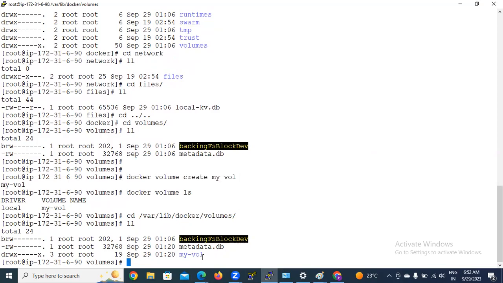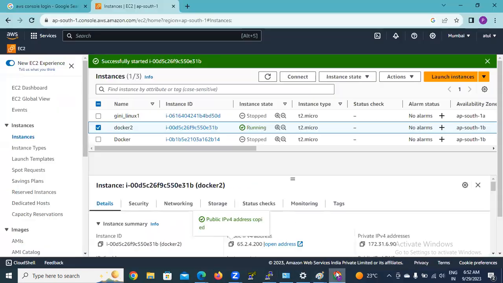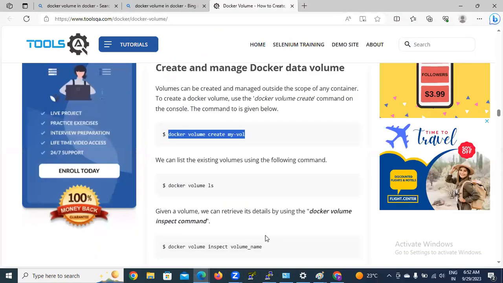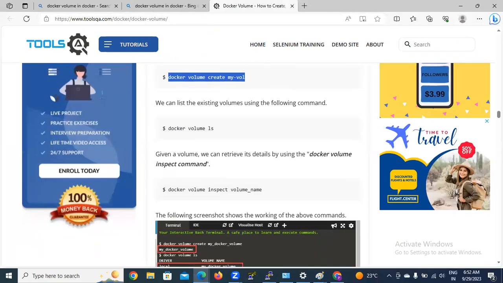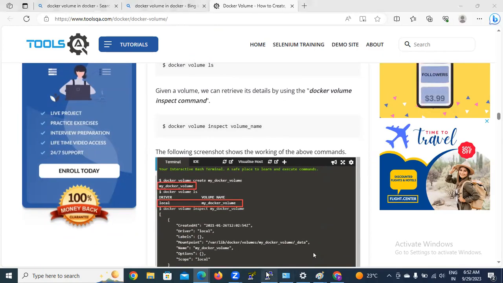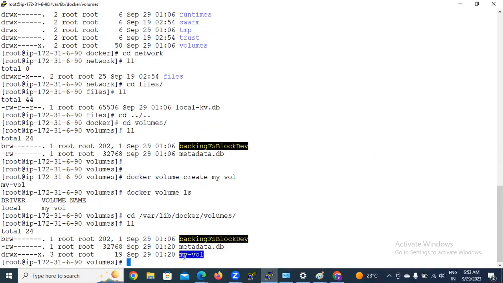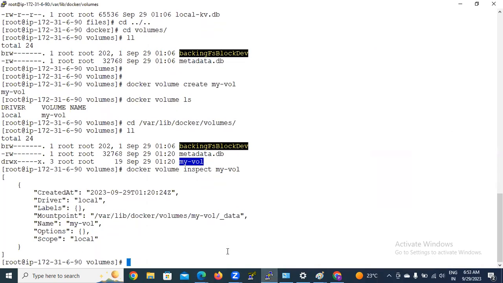that hard disk from where? From your host machine itself. Okay, and second, if you want to see information about volumes, which command do we have to use? Docker volume inspect and the volume name. Okay.